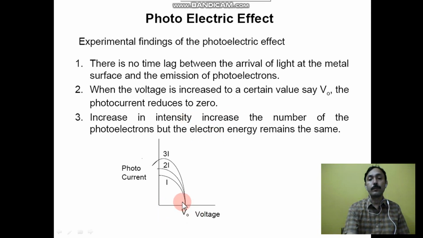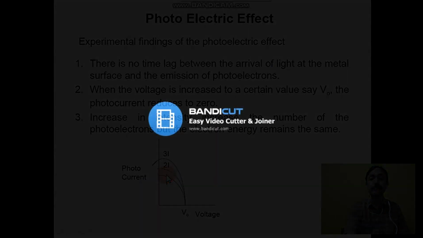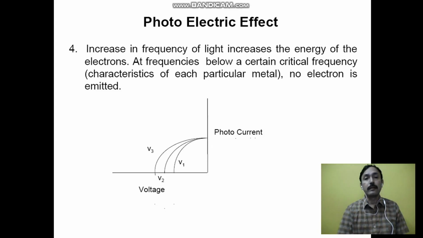So this is the stopping potential. Intensity increase means increase in number of photoelectrons, but energy remains the same. Increase in frequency of light increases energy of the electrons. At frequencies below a certain critical frequency, no electron is emitted. This particular frequency is known as threshold frequency.